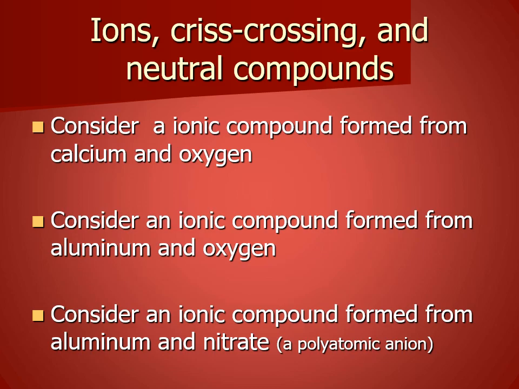Also, I would like you to consider in the middle, aluminum and oxygen. Same situation. How many aluminums do you need? How many oxygens do you need? How many valence electrons are exchanged? And then lastly, let's consider aluminum again, but now let's have it combined with a polyatomic ion, a PAI, nitrate, which is NO3, and nitrate has the ability to absorb or gain 1 electron, so it functions as an NO3 -1 ion group.